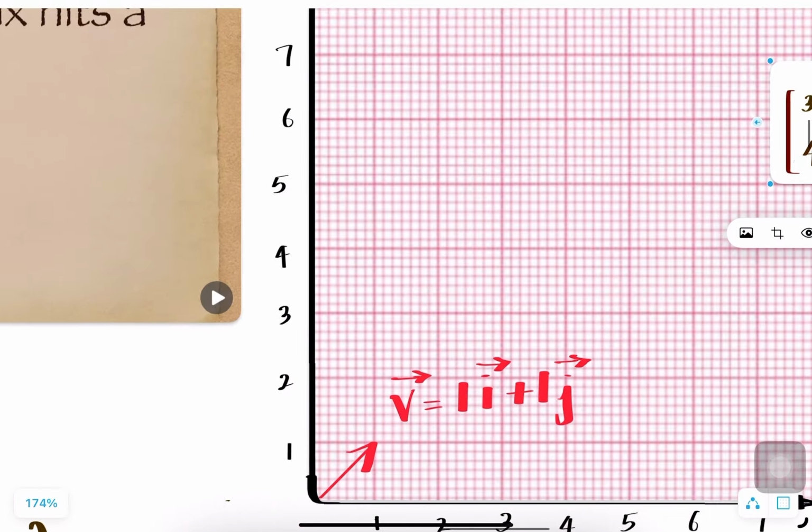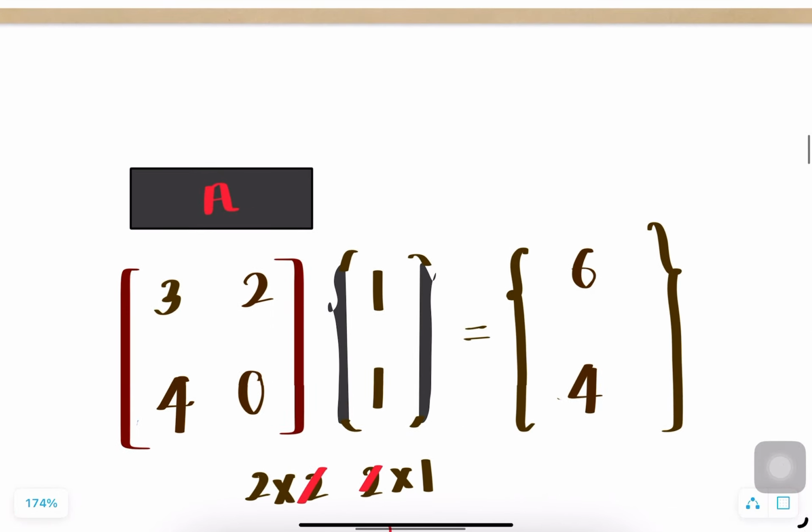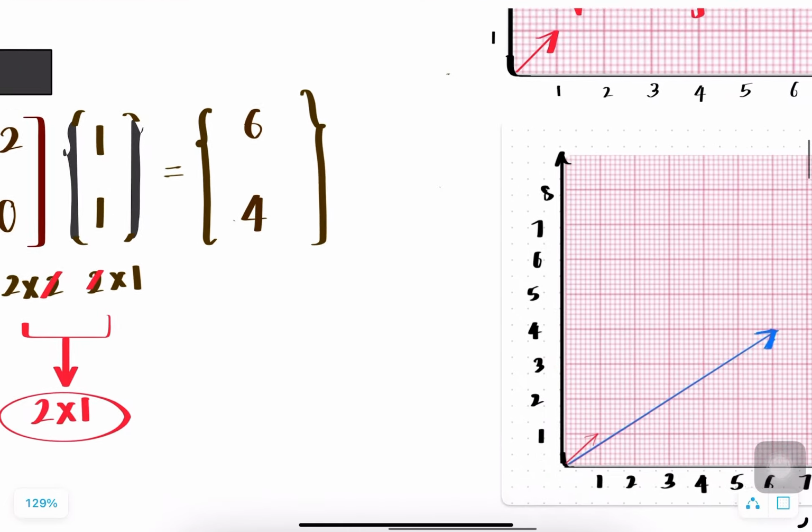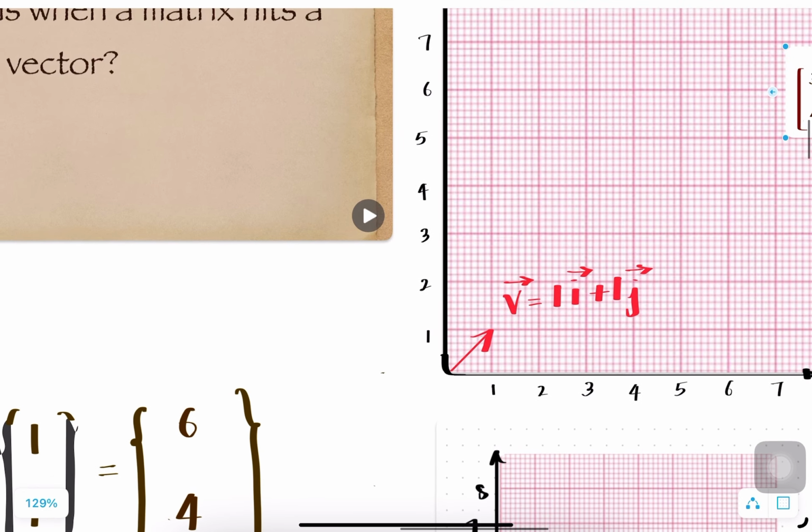So when you hit this matrix 3, 2, 4, 0 with this vector 1, 1, it completely transforms the vector. You see the 1, 1 becomes 6, 4. That's the matrix multiplication. I'm assuming that you are all familiar with matrix multiplication. So the 1, 1 vector now becomes the 6, 4 vector. If we plot it again as a graph, initially we had this red arrow vector, where the horizontal component is 1 and the vertical component is 1.